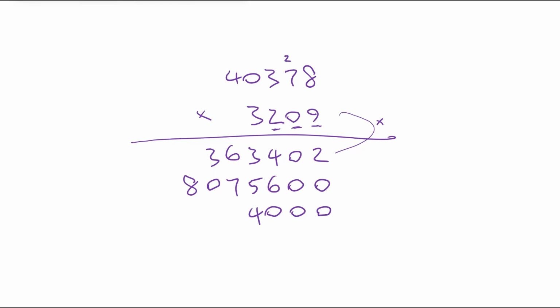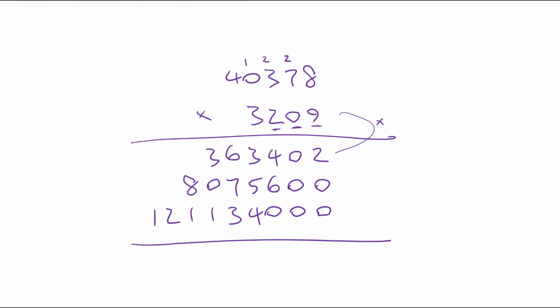3 7s are 21, plus the 2 makes 23. Carry the 2. 3 3s are 9, plus the 2 is 11. So put the 1 down and carry the 1. 3 zeros are 0, of course, plus that 1. We have a 1, and 3 4s are 12. Final step, add our numbers.